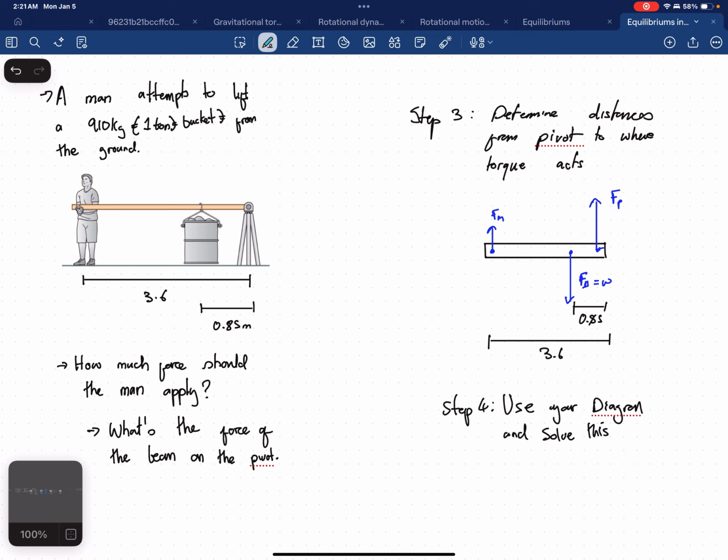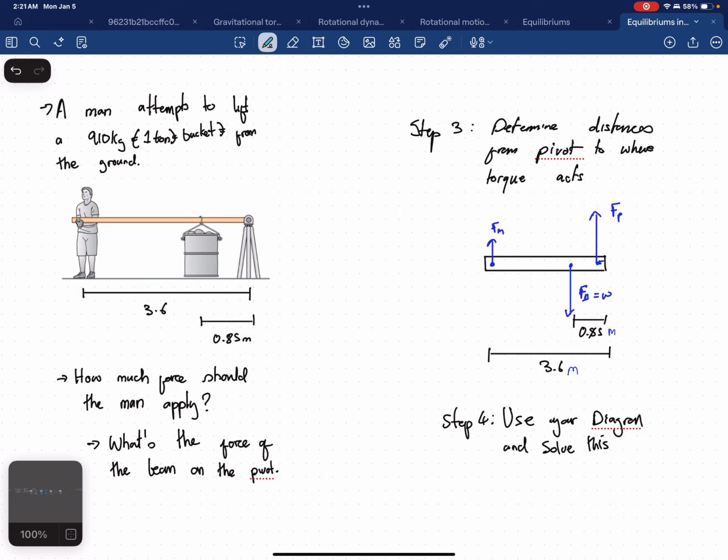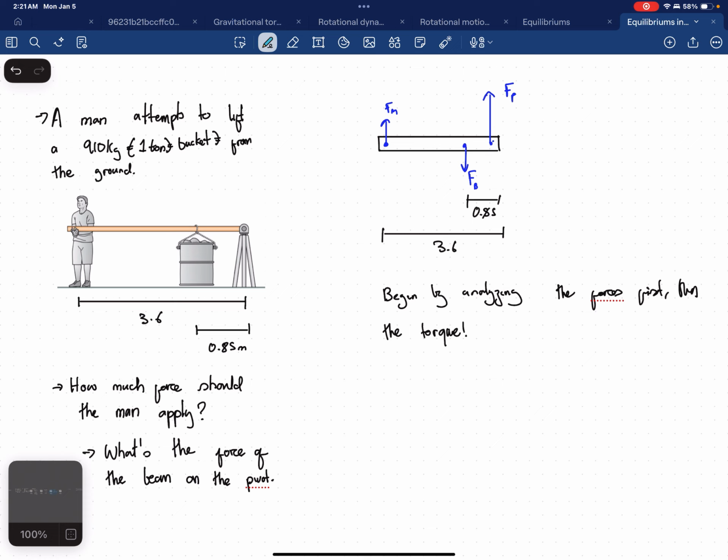So our pivot is here, and our first distance is given to us in the question. The distance from the pivot to the bucket is 0.5 meters. These are all in meters. And the distance from the pivot to the man is 3.6 meters. So now we have everything we need to solve this. We can use the diagram that we made to solve this whole question.